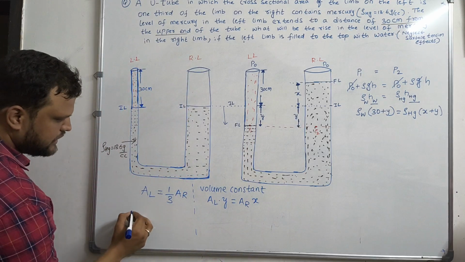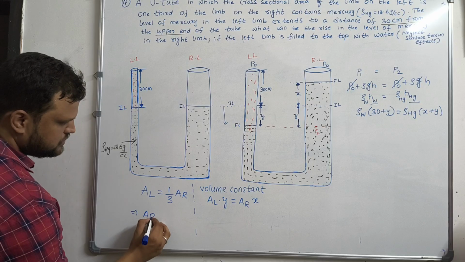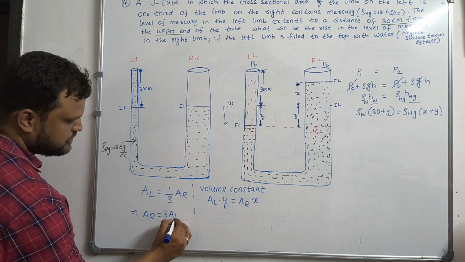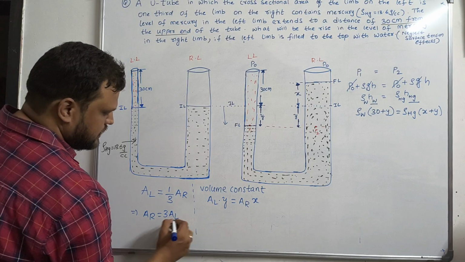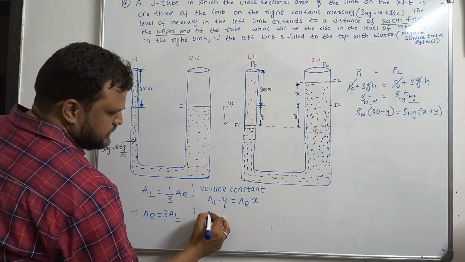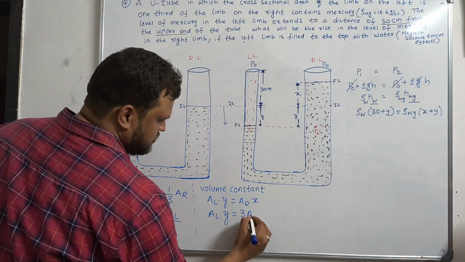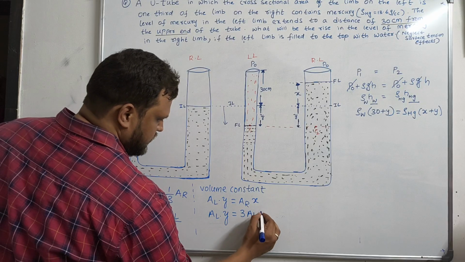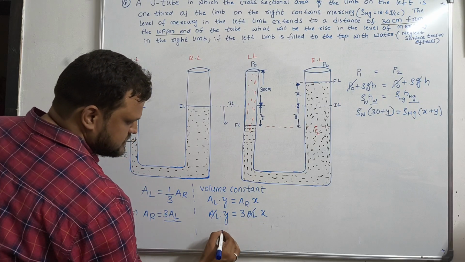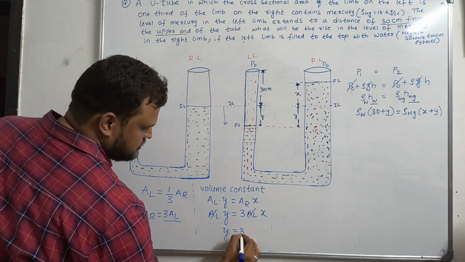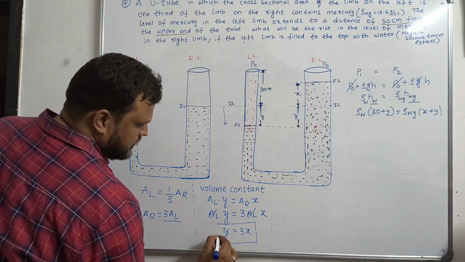Now from this equation, I can write A_R equals 3 times A_L. So I will substitute as it is in this equation. In place of A_R, I will substitute 3A_L. So A_L into y equals 3 times A_L into x. So A_L can be cancelled out directly. So y equals how much now? 3x. Now we got one more equation.